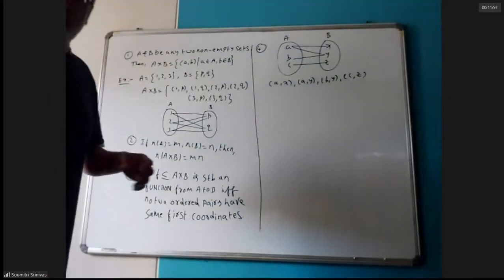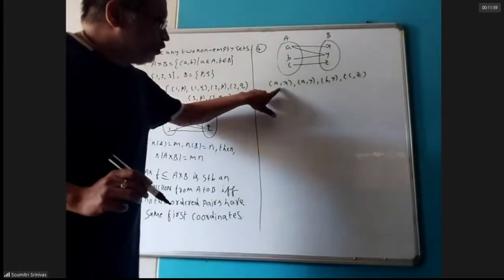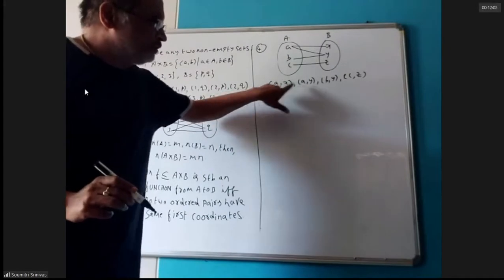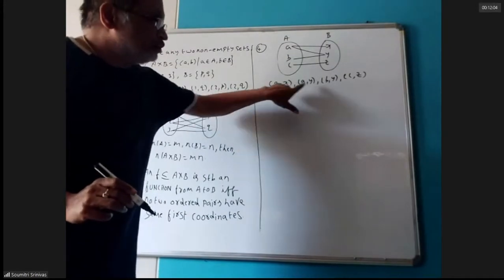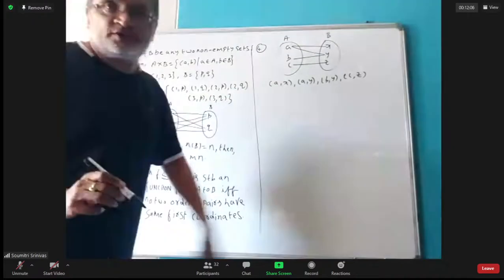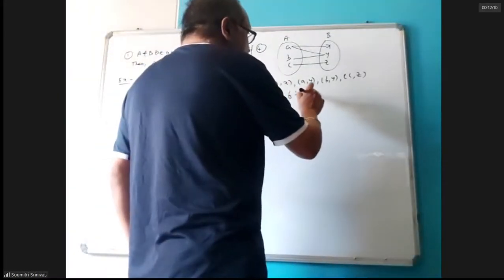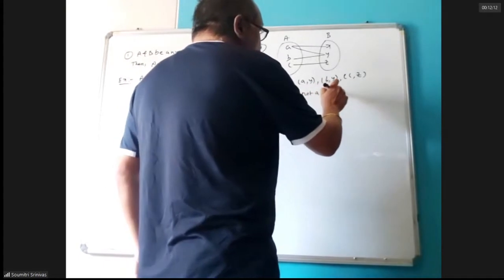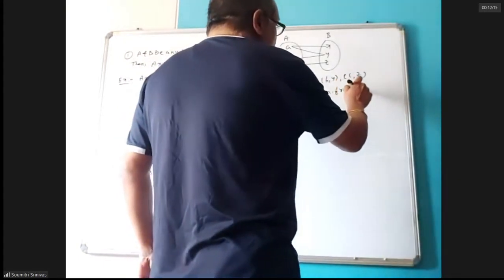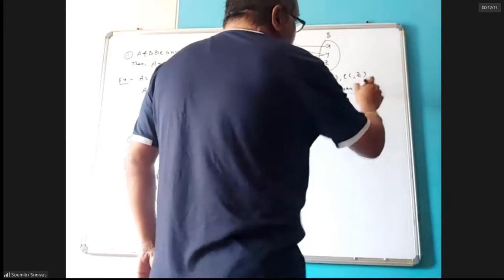Why is this not a function? No two ordered pairs should have the same first coordinates. Look at these two ordered pairs. Do they have the same first coordinates? Yes. So F is not a function from A to B.